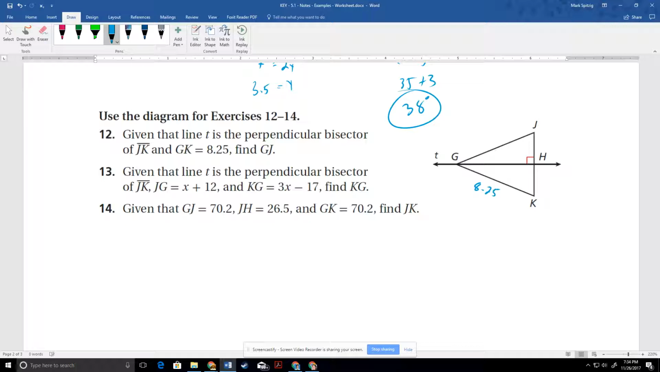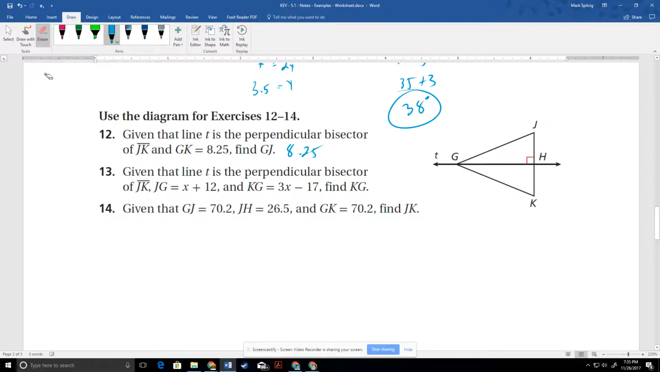And this is the perpendicular bisector, so that means GJ has to also be 8.25, because they're equidistant. Again, if this point is on the perpendicular bisector, then it is equidistant. So we know all that. All right, so let's clear this.